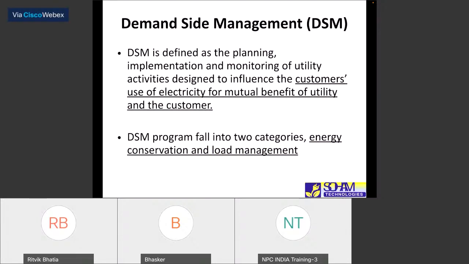So now we can go on, since for 1 hour I have been talking about demand side management. Demand side management is defined as the planning, implementation, and monitoring of utility activity designed to influence the customer's use of electricity for the mutual benefit of utility and customer.